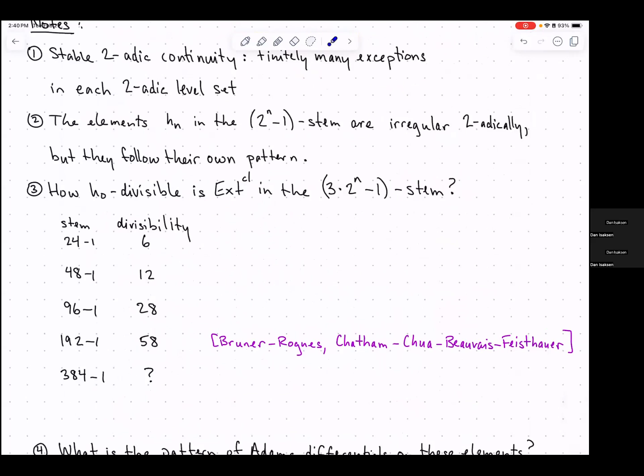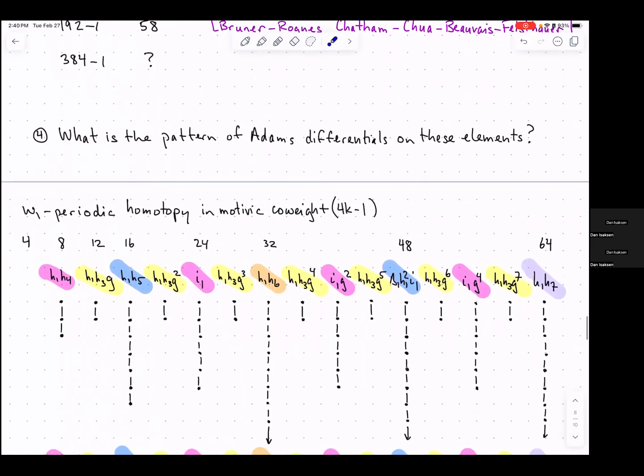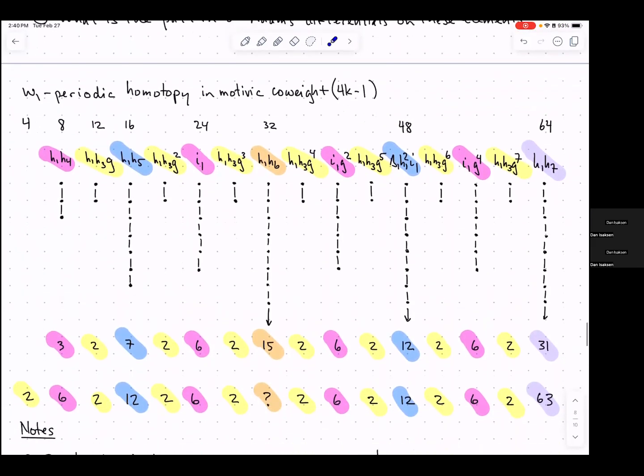All right. So now let's talk about what happens when you apply this doubling isomorphism and you look for eta towers in Chow degree 0. So this is what you get.